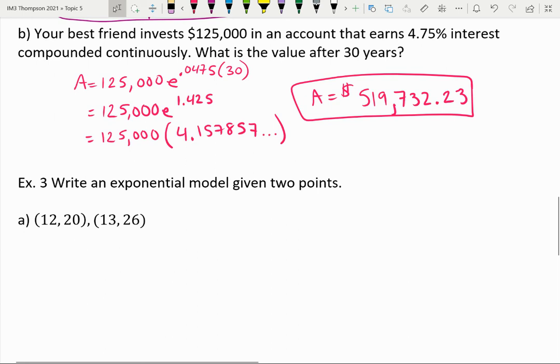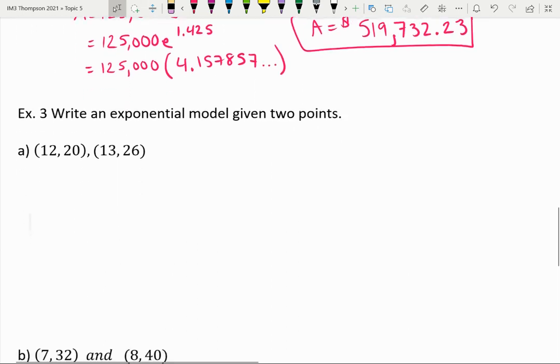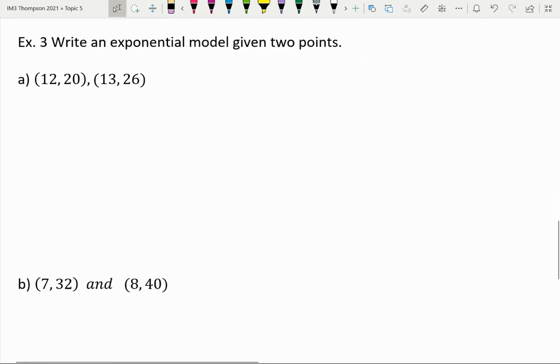Cool. So just a little background for you. Example 3, we're going to do one more type of problem, and then we're going to wrap it up for today. So I've got 2 of these on here. Write an exponential model. Remember, we talked about when it says write an exponential model, it's just looking for an equation. Don't be thrown. Given 2 points.